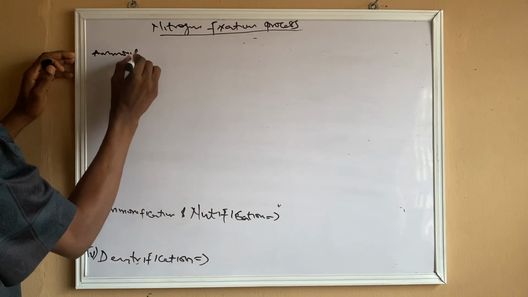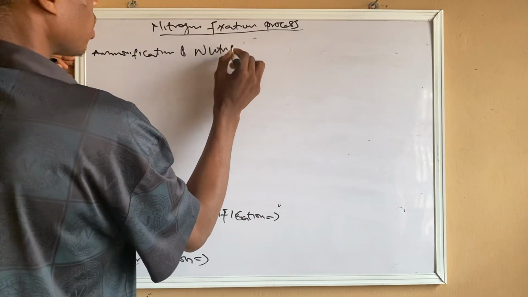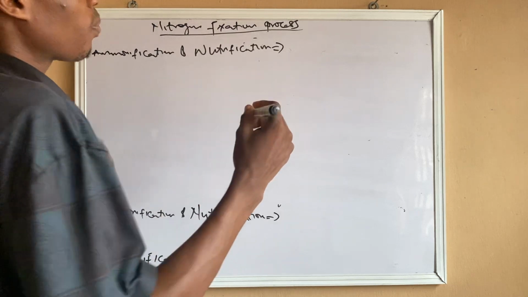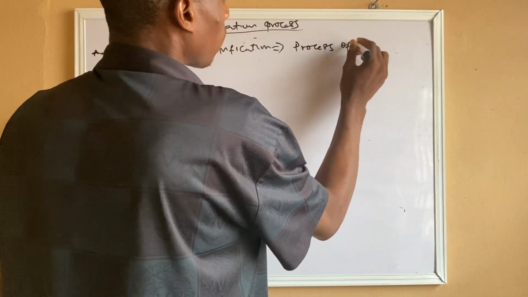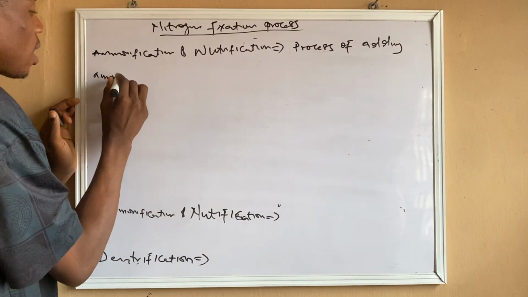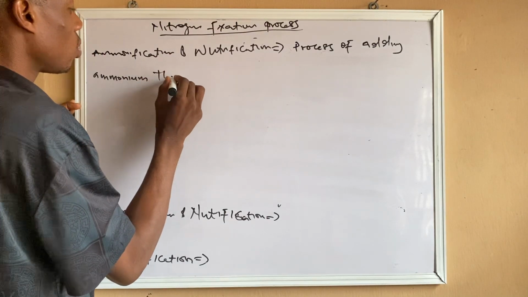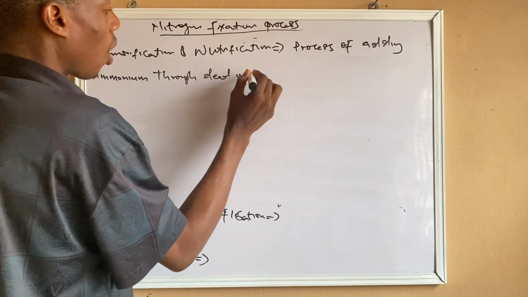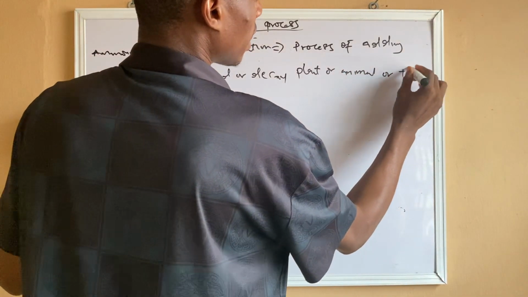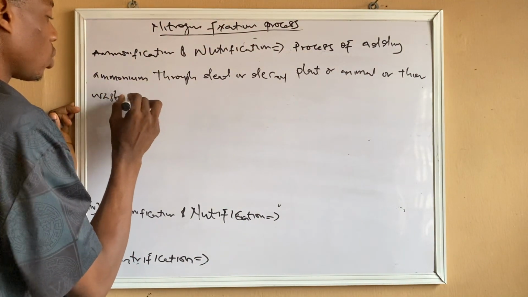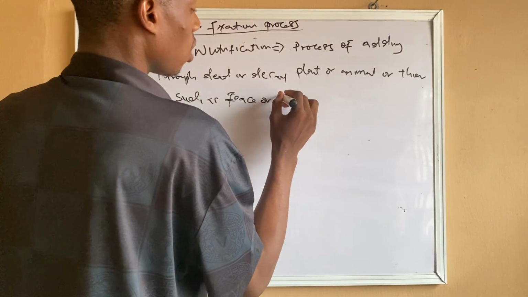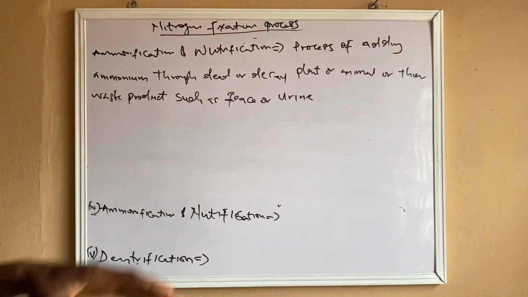What we have next is ammonification and nitrification. Right? What is ammonification? Ammonification is the process of adding ammonium through dead or decaying plants or animals or their waste products, such as feces or urine. Right? That is what ammonification is.